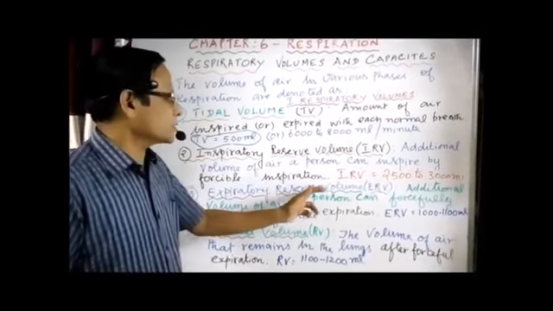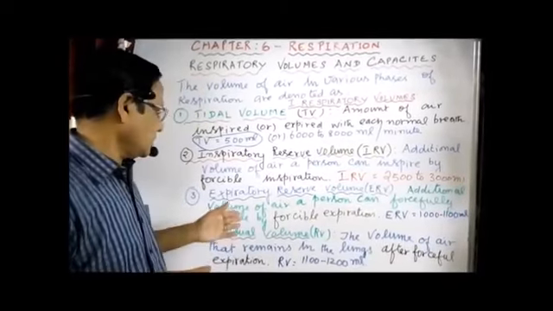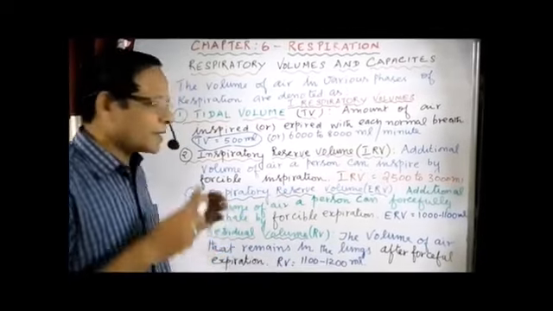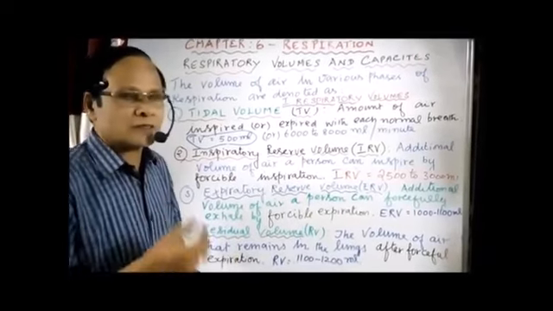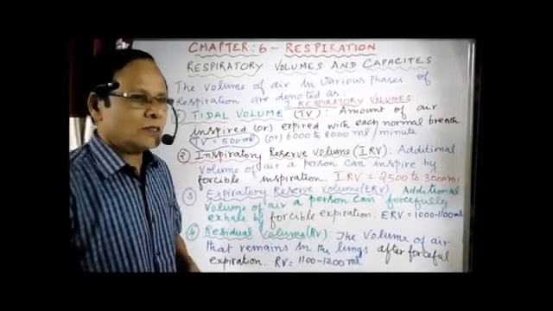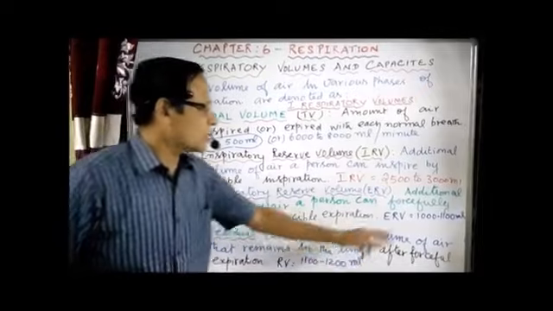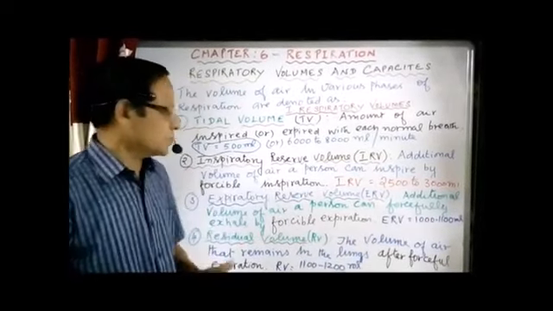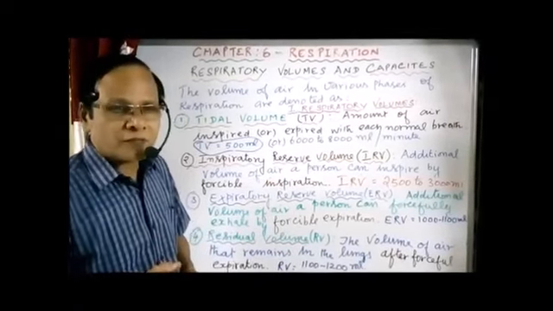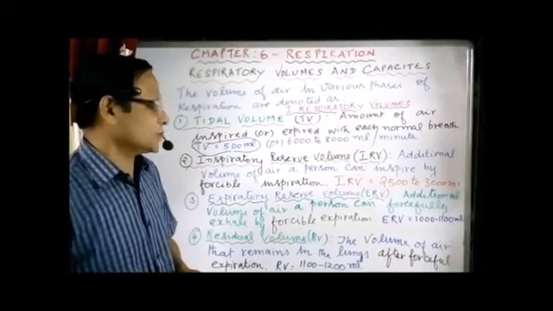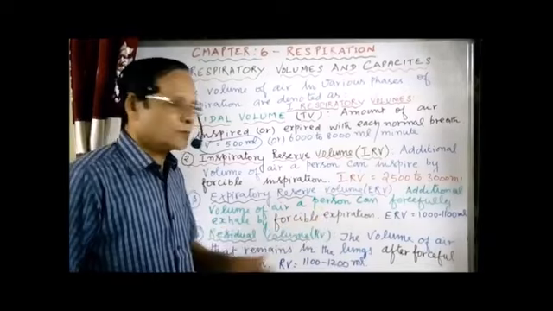Likewise, we have expiratory reserve volume, that is ERV. It is the additional volume of air a person can forcefully exhale by forcible expiration. This also happens during physical activities or exercises. That is equal to 1000 to 1100 ml. So this is called expiratory reserve volume. These two are measured only after forcible inspiration or forcible expiration.